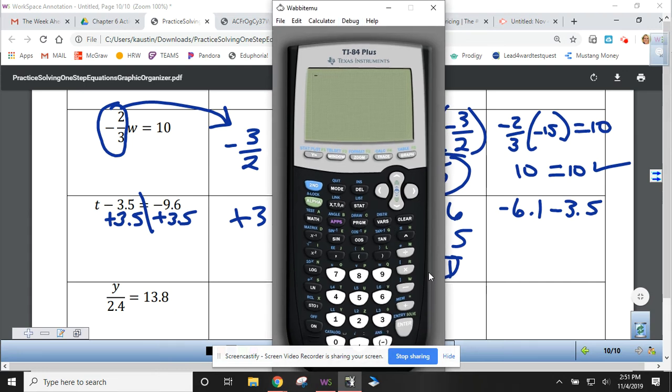Negative 6.1 minus 3.5. You get negative 9.6. So that is correct.